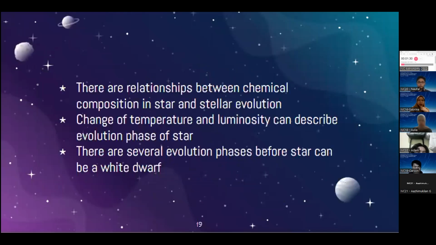First conclusion, there are relationships between chemical composition in a star and stellar evolution. Second, change of temperature and luminosity can describe the evolution phase of a star. And third, there are several evolution phases before a star can become a white dwarf.